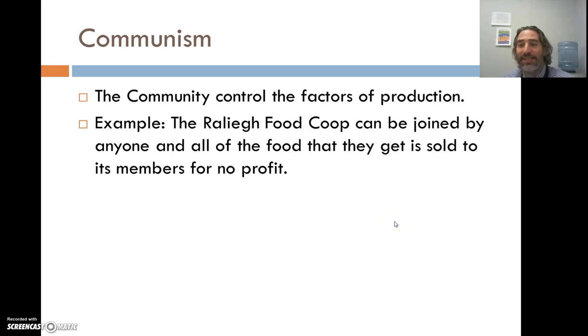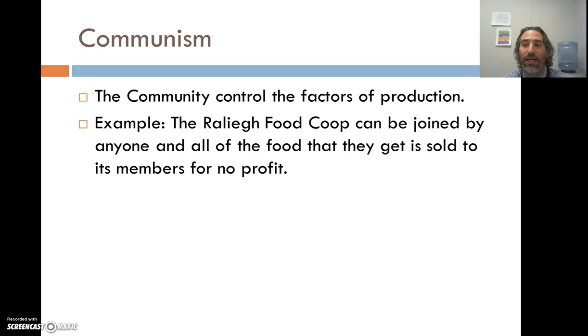Communism is a similar idea, but instead of a group of investors owning the factors of production, the community, everyone, owns the factors of production. It's harder to find examples of this, but one good example in our community would be the Raleigh Food Co-op. Anyone can join the co-op. The idea of the co-op is that they buy fresh foods and vegetables from all around Raleigh, and they bring it into the co-op, and then the owners of the co-op can buy all of those goods, and they don't pay extra for them. There's no profit.